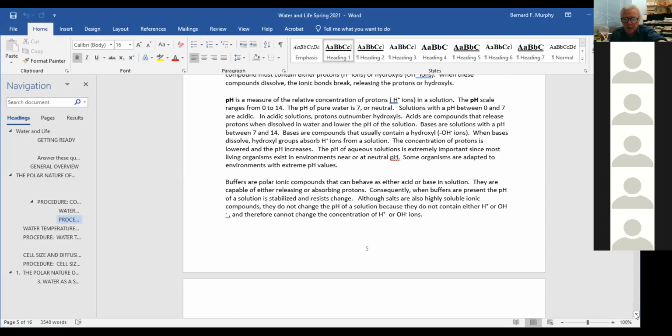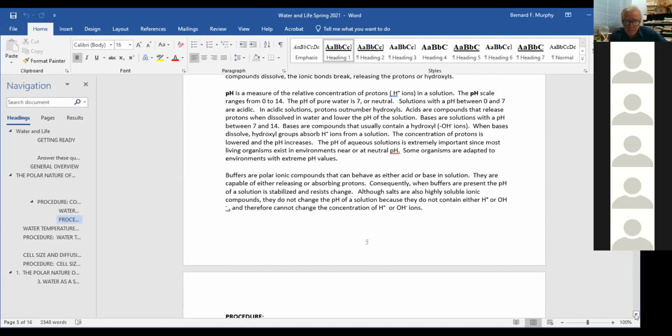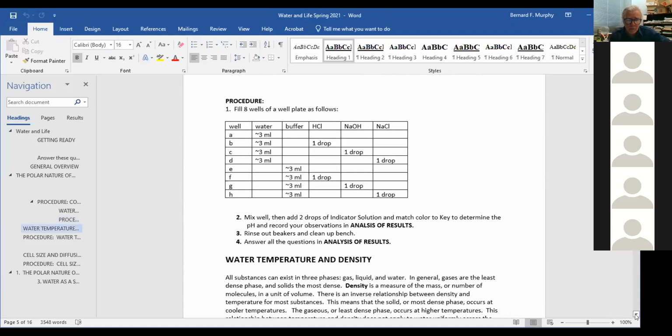And salts are also highly soluble, but if the salt doesn't have hydrogen ions or hydroxide ions in it, it doesn't affect the pH of a solution. So here's the procedure. You have water with buffer in it. You have HCl, NaOH, and NaCl. So we're going to fill out a table later on about what happens to pH when you add HCl, NaOH, or NaCl into water without buffer and water with buffer.